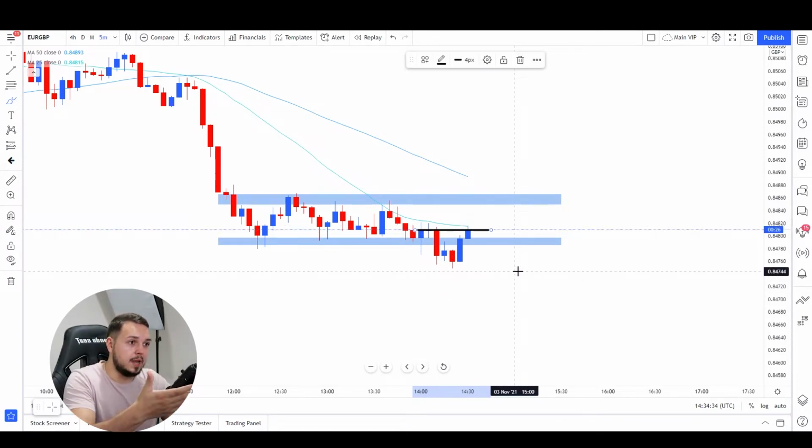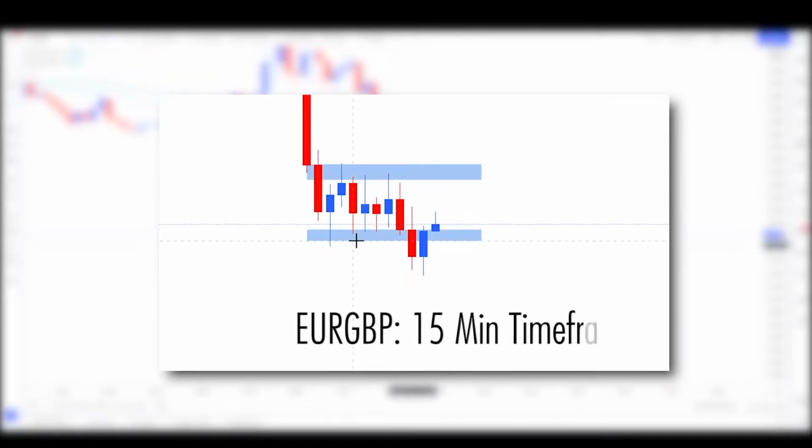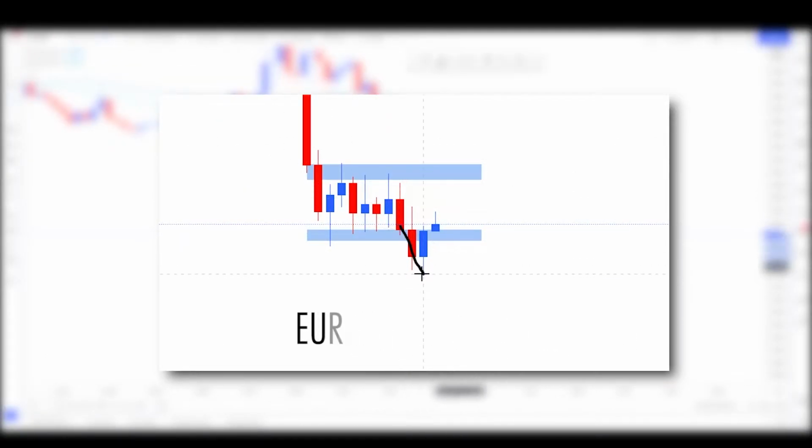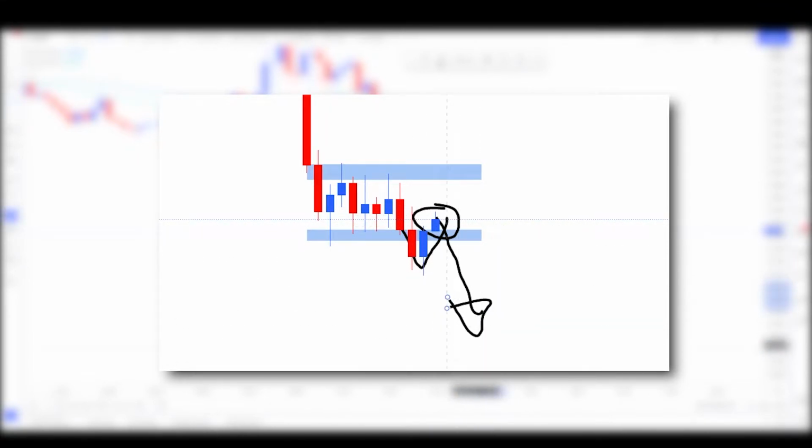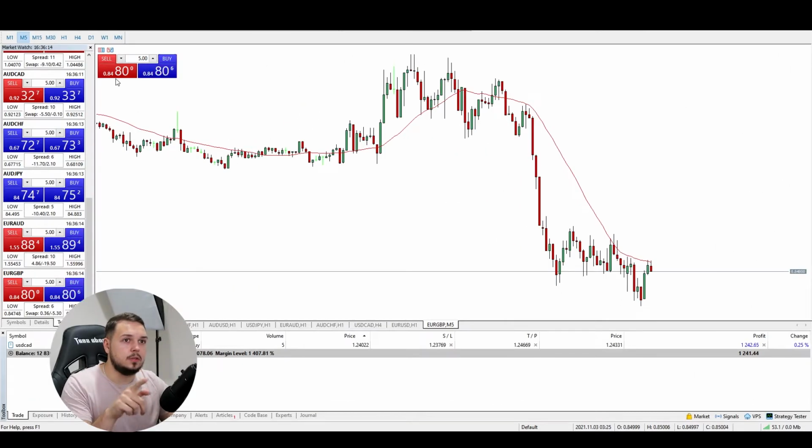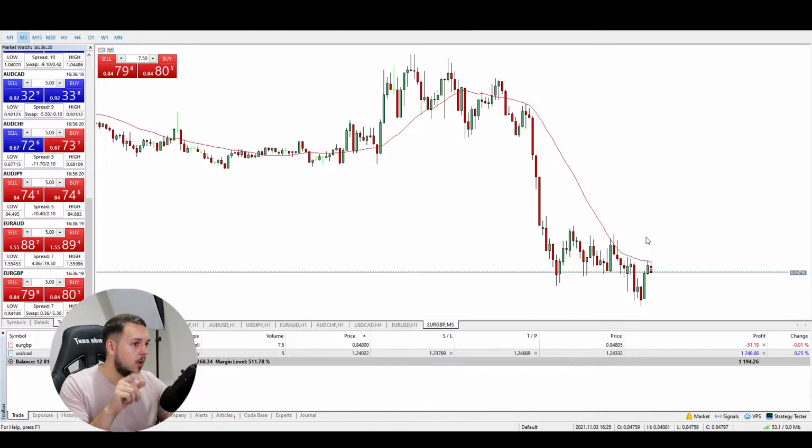It looks great for a pullback trade towards the downside. When I look at the 15-minute time frame, same thing. It's just an exhaustion phase. So after the exhaustion, we can definitely trade towards the downside, right? So this is Euro GBP 5 minutes. Let's do a nice big lot size trade, 7.5, and click OK.